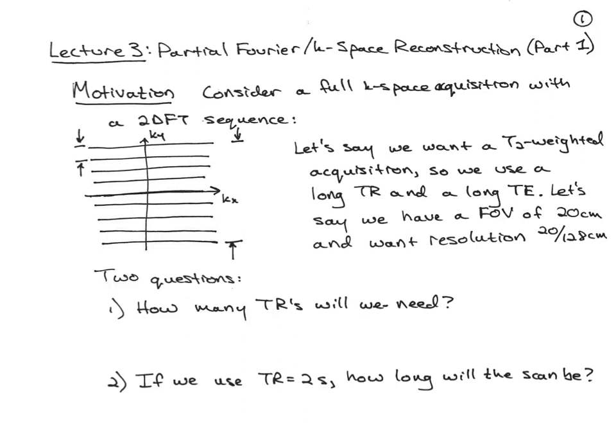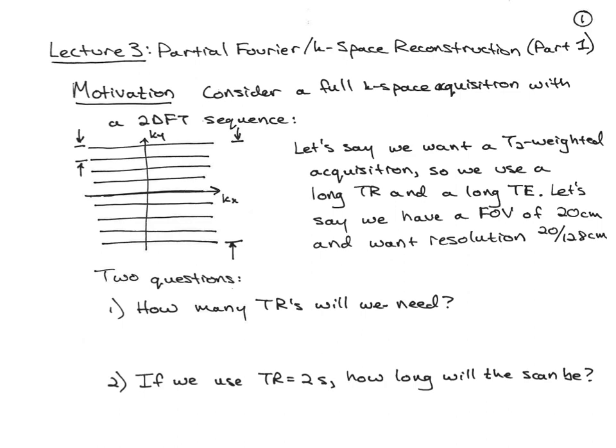In this lecture, we'll talk about partial Fourier acquisitions and how to reconstruct images from them. Partial Fourier acquisition is probably the oldest scan acceleration technique, and is still widely used in MR, especially when we only care about the magnitude of the images that we're reconstructing. So first, a little background motivation.